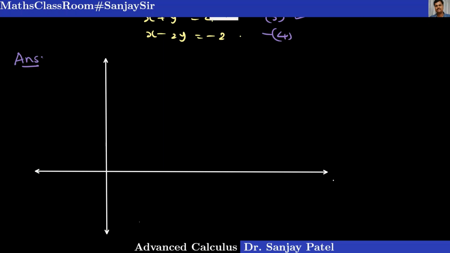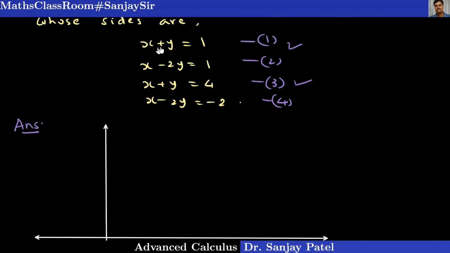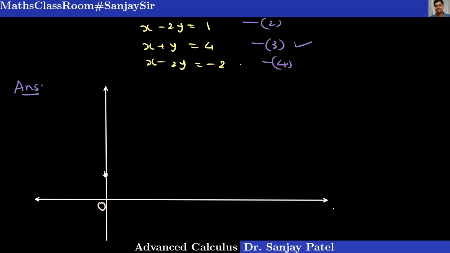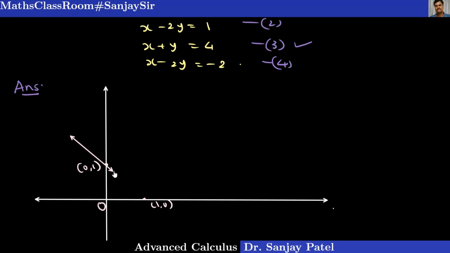So first of all, the equation x plus y is equal to 1 is a line which, if you put x equal to 0, you will get y equal to 1, and y equal to 0, you will get x equal to 1. So it is passing through 0, 1 and 1, 0. So we have to just draw the line passing through these two points. So this point is 0 comma 1, and this point is 1 comma 0. Then I should draw a line passing through these points, and okay, so this is the line x plus y is equal to 1.